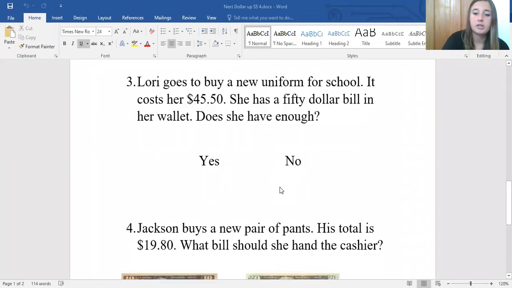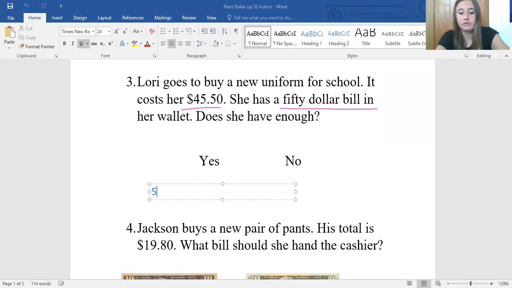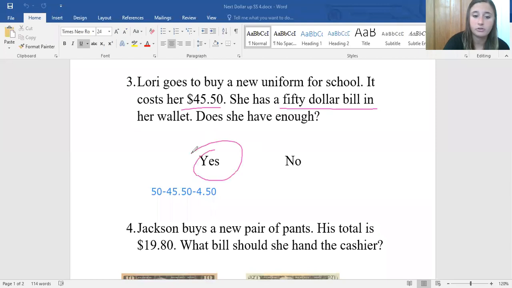All right, Lori goes to buy a new uniform for school. It costs her $45.50. She has a $50 bill in her wallet. Does she have enough? So what we're going to do is we're going to take what she has, 50, we're going to subtract what she owes, 45.50. And I'm going to put this in my calculator again. So 50 minus 45.50, looks like this, equals $4.50. So if you look, there's no negative here, which means that there's still money left over. So Lori does have enough to make this purchase.